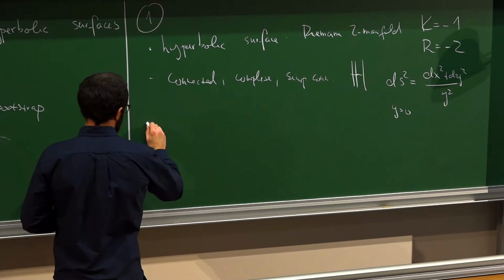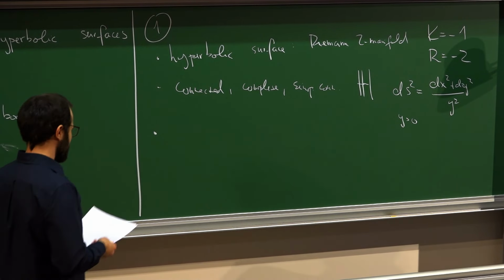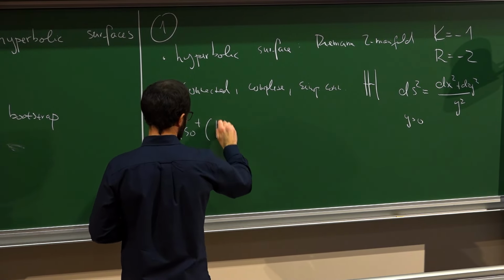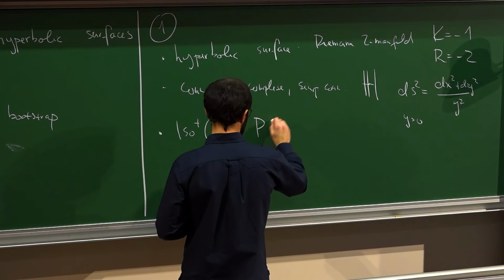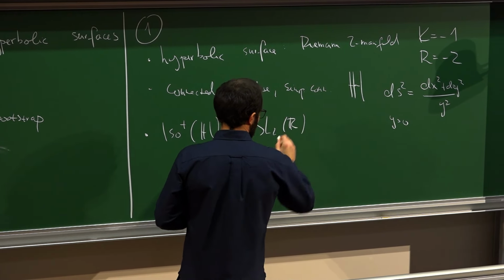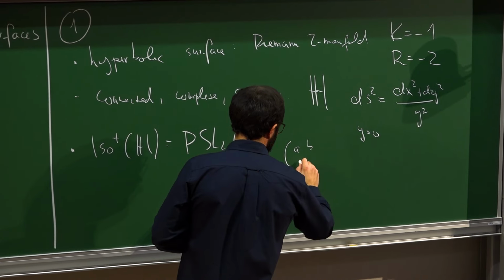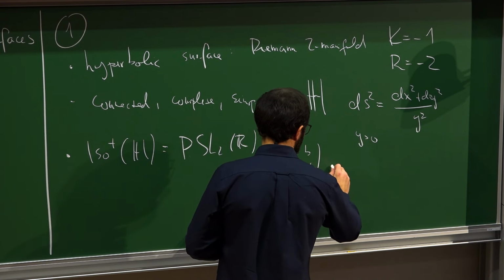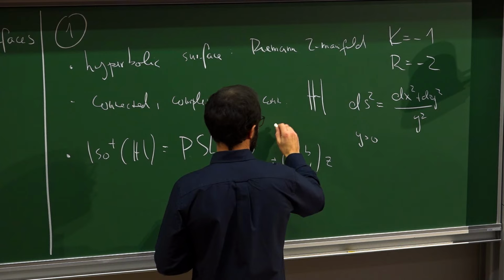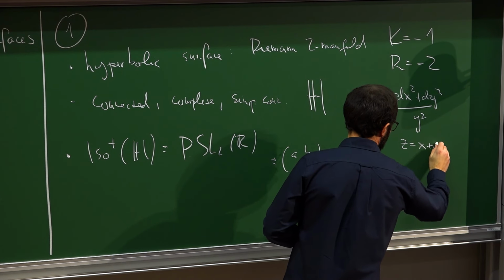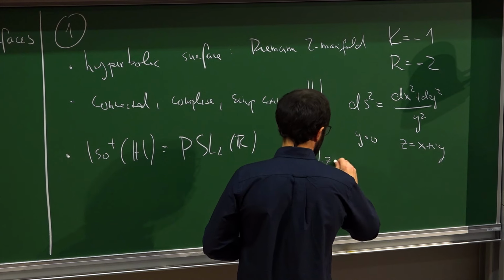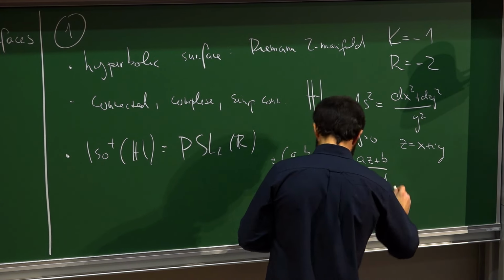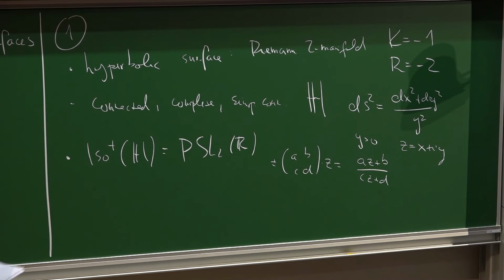Now, an important fact about this space is the group of its orientation preserving isometries. The orientation preserving isometries of this hyperbolic space form the group PSL2R, which acts by Möbius transformations. So if we take an element (a, b; c, d) up to plus or minus 1, that's why there's a P, it acts on z, where z is x plus iy, and it sends z to its Möbius transform. And this is the full group of orientation preserving isometries of the space.